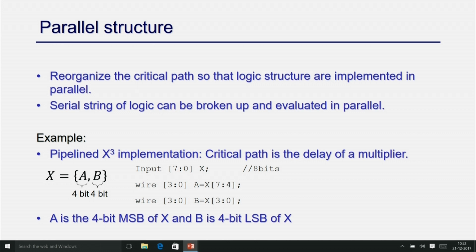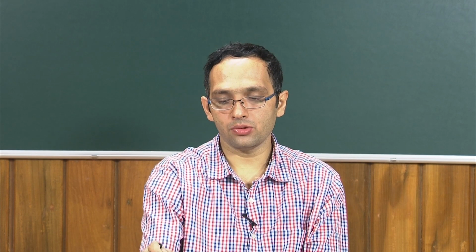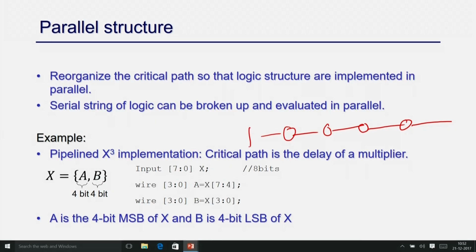Okay, next the topic is parallel structure. The parallel structure applies if you are computing something sequentially, so the delays will be added up. Say there are 4 modules between registers. The computational delay of all 4 units will be added up, and that will determine your clock speed.